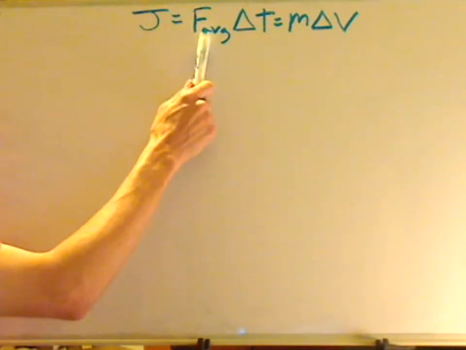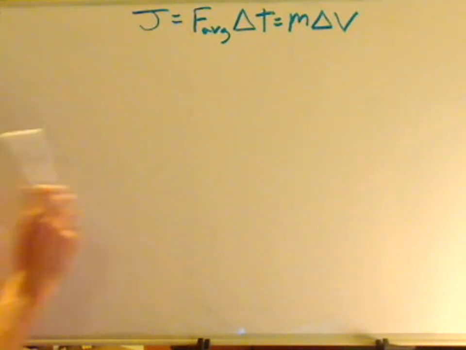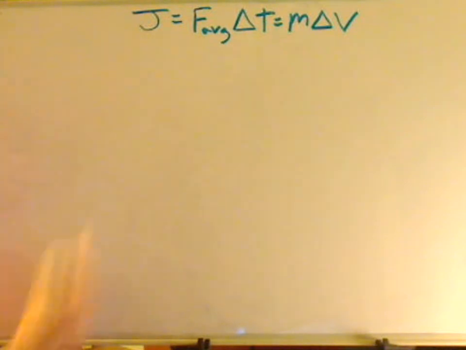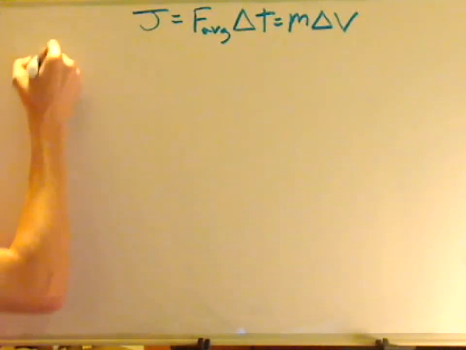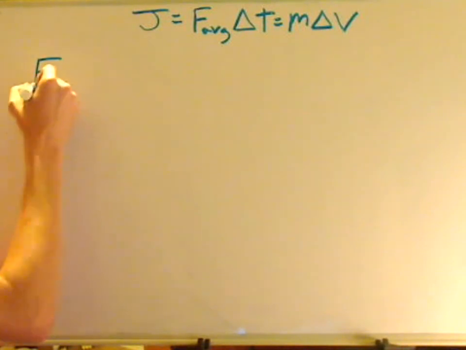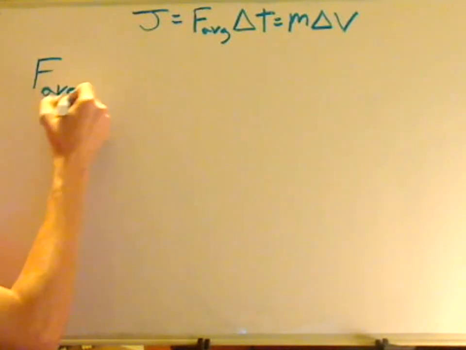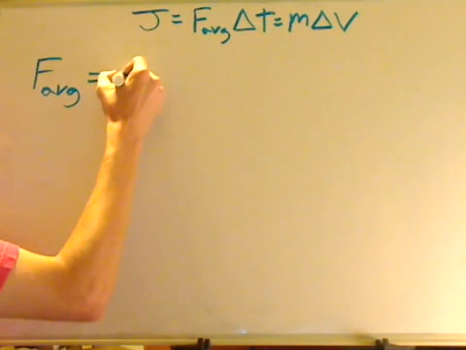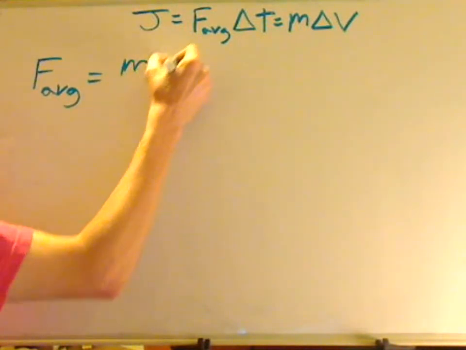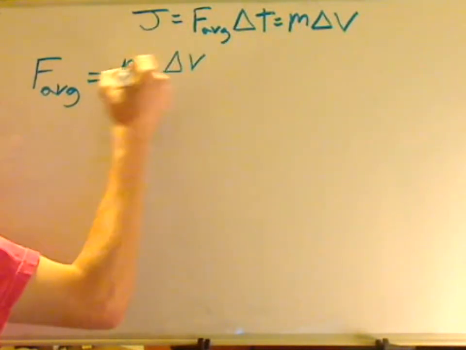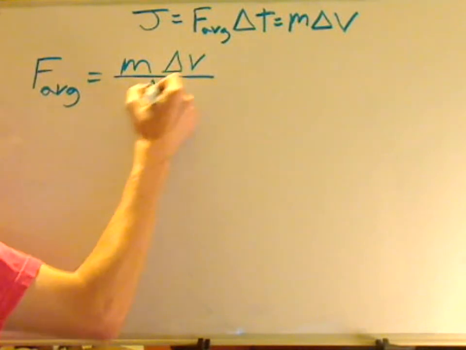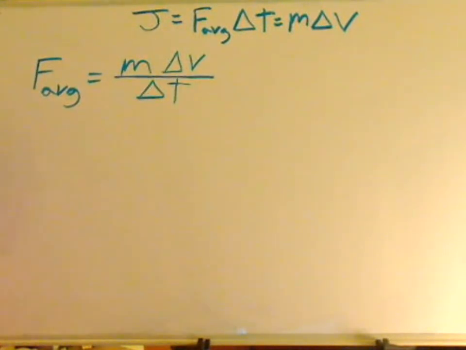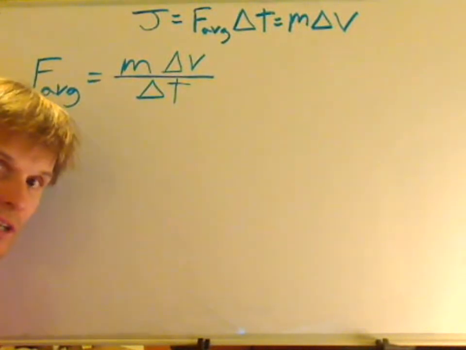So we're interested in the average force. Okay? So we can rewrite this equation. And this is the average force on the paint chip. Divide both sides by delta t. It's mass of the paint chip times the change in velocity divided by delta t. And this will give us the average force on the paint chip.